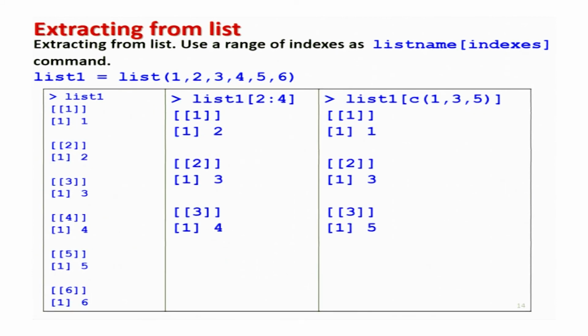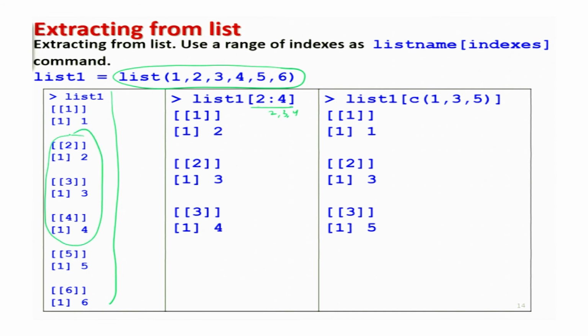So, yeah, I have written it here like this. This is your list 1 consisting of 6 numbers, which you can see here. Now, I am writing list 1 inside the square brackets 2:4, which is 2, 3 and 4. So, you can see here that the elements at the second, third and fourth position will come here. The elements at the second, third and fourth position were 2, 3, 4, now they are here.